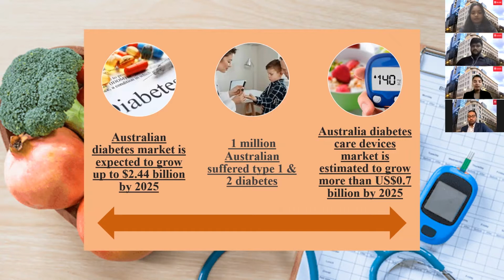Looking at the future market, by 2025 we know that the Australian diabetes market is going to increase by 2.44 billion, and type 1 and type 2 diabetes is going to be seen in 1 million Australian people. And for that, the Australian care device market is going to increase by 0.7 by 2025.